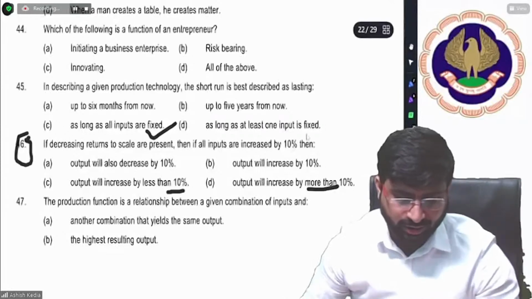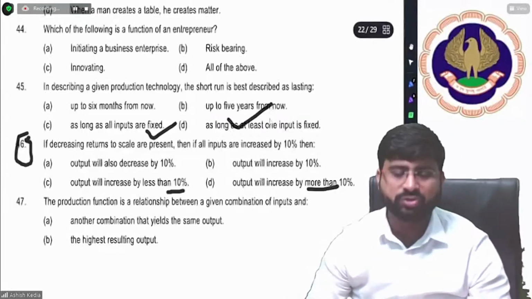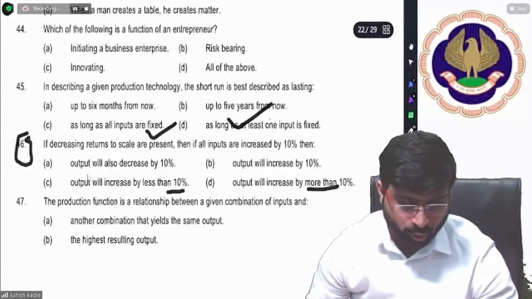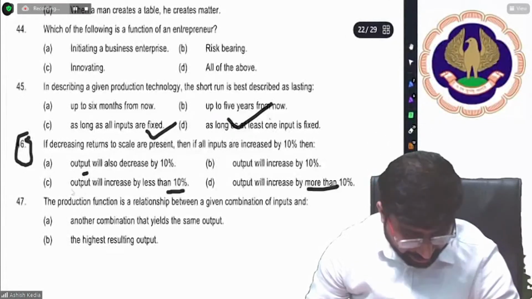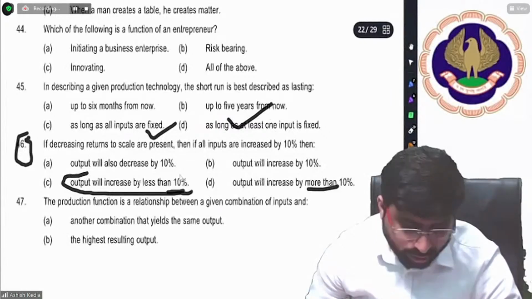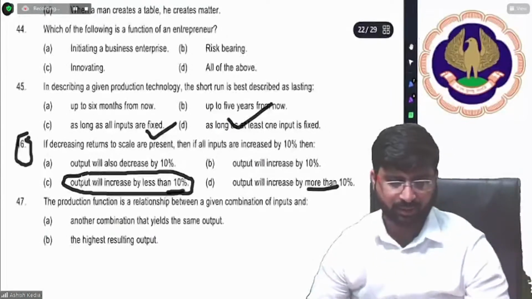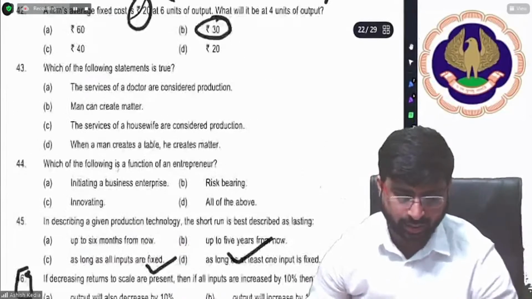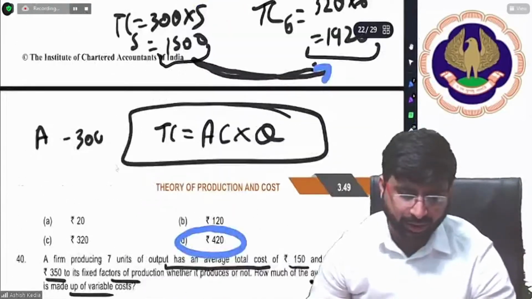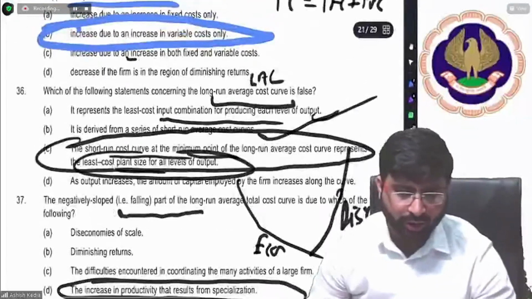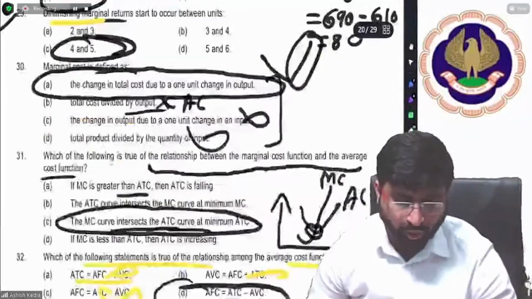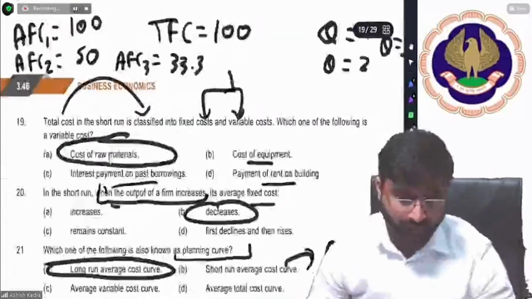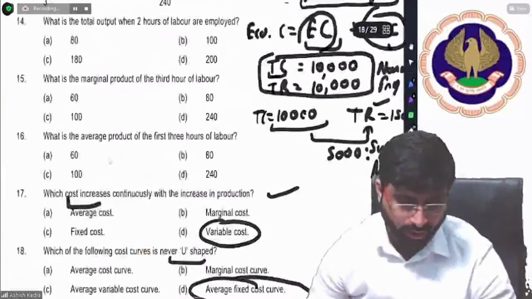So see, the answer will be yes. If you are increasing inputs, output will increase, but at slightly lesser than 10%. So the answer will be output will increase by lesser than 10%. Here it is. Okay, sir, we got it. Now let's move on to the next question and see what is going on here. All right, let's move on to the next one. I'm sure everybody is agreeing to these things, right?